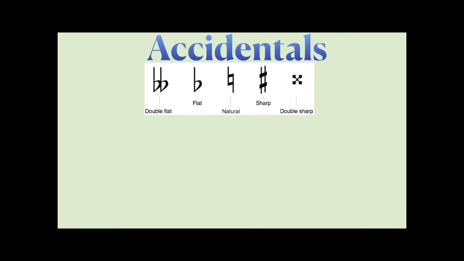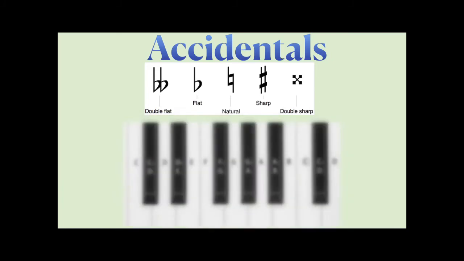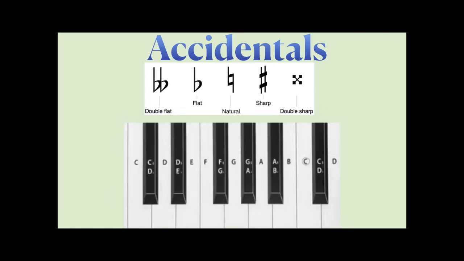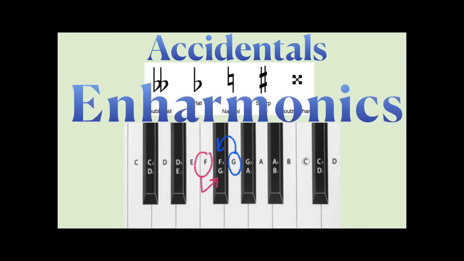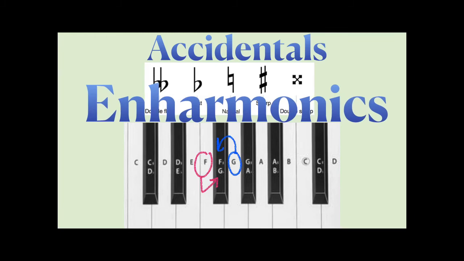Where accidentals can get confusing is when we have two different options and we have to decide how to label that key. Here we see an F, which can go up to an F sharp, or a G, which can go down to a G flat. So we have two different options here, F sharp and G flat. We call these enharmonics.